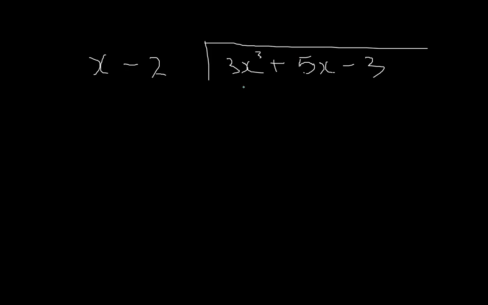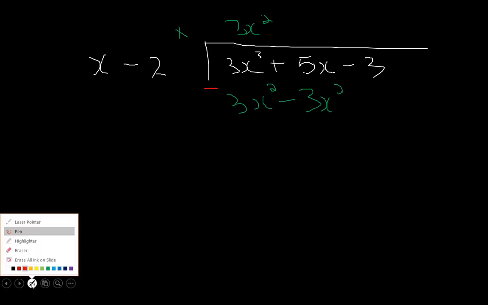So let me say, okay, I just wrote this, time to divide. I say x into 3x cubed, that's 3x squared. 3x squared times x is 3x cubed. And then I say 3x squared times minus 2. That's minus 6x squared, right? And then I do what I know I'm supposed to do, I subtract the both of them.